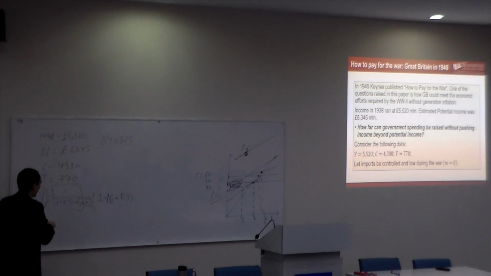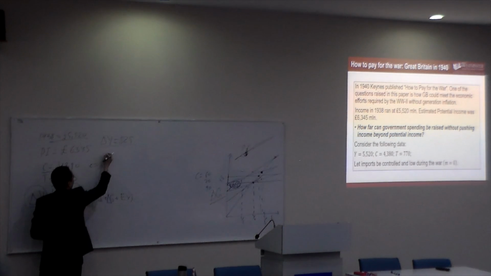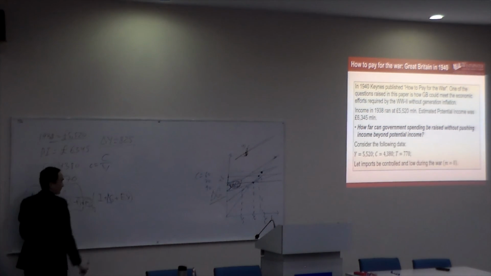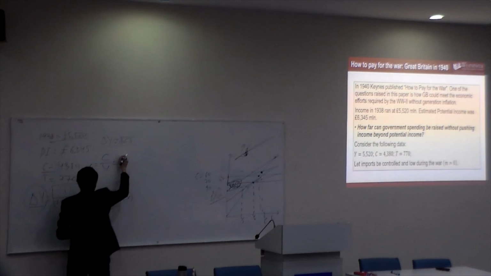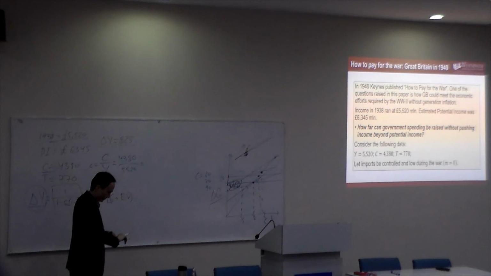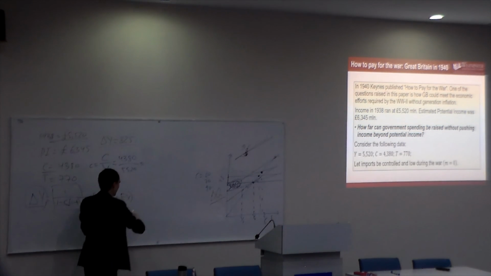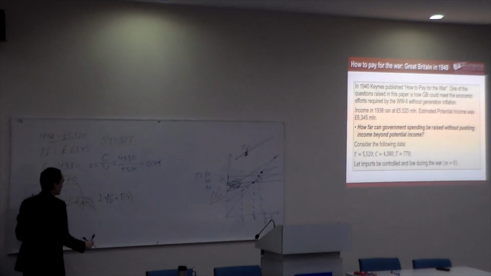Okay? So now, if we formulate it, in order to find this one first, we have to find what the marginal propensity to consume is, right? Where consumption is given, where income is given. In order to find the marginal propensity to consume, we have to divide consumption by output. Yes? Which is equal to 4380 over 5520, which, if you do the calculation, is 0.79. Yes? Marginal propensity to consume, 79%.